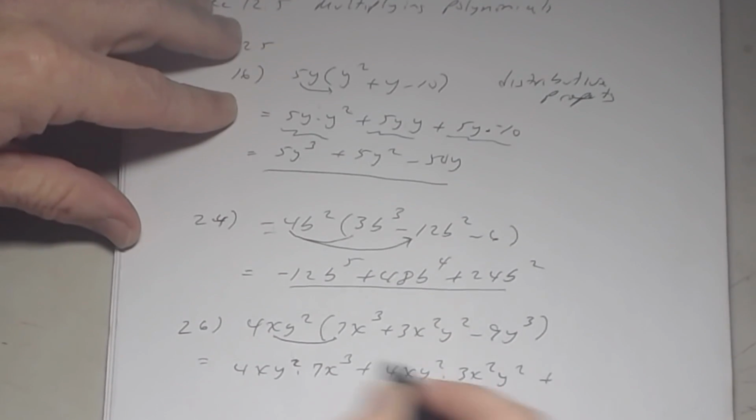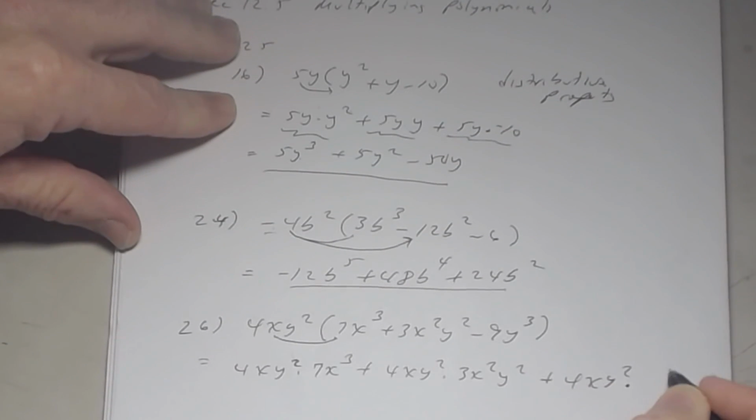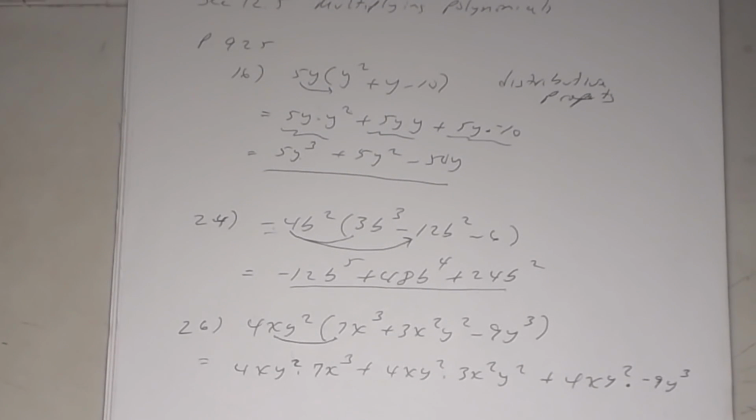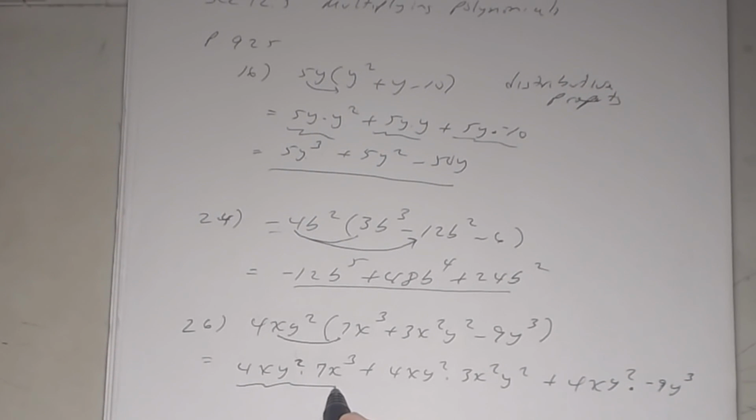Okay, plus 4xy squared times the third term. What's the third term? Negative 9y cubed. All right, so that's what you're doing. Every term inside that parentheses is multiplied by this monomial. Okay, so now let's deal with this first product.